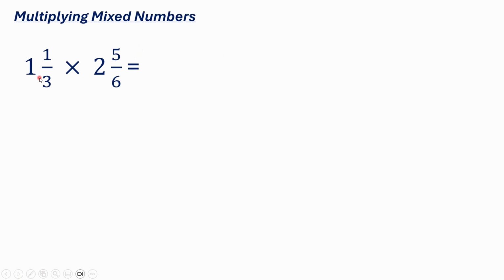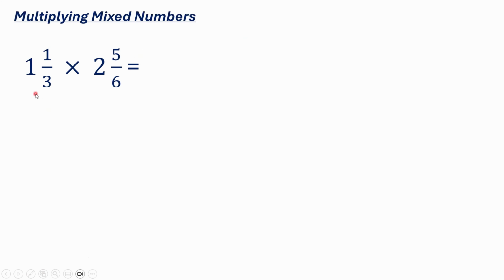The next problem, I am multiplying two mixed numbers, not fractions like the one before. So one of the common mistakes, students can multiply 1 times 2 and then multiply 1/3 and 5/6, which is not true. I have to convert the mixed number into improper fractions first and then multiply.